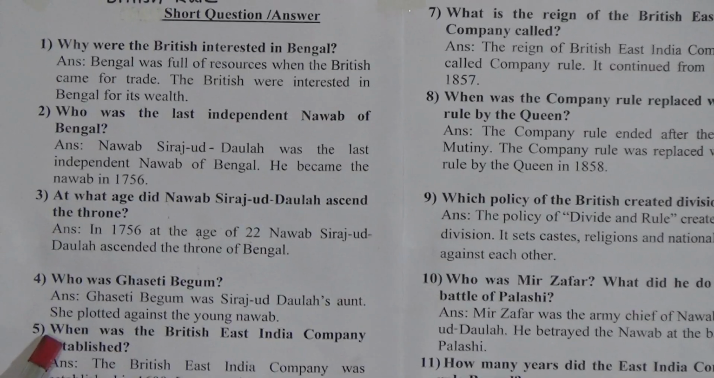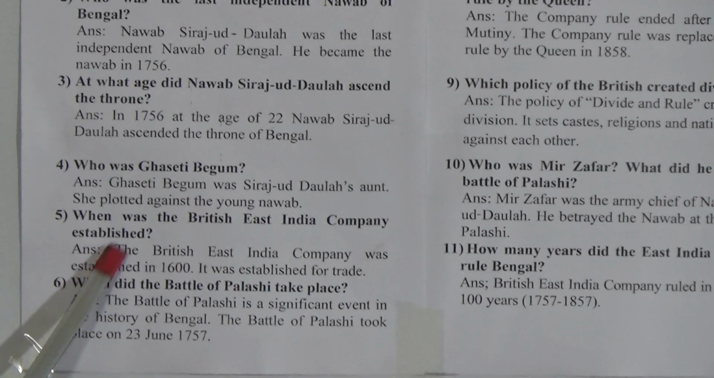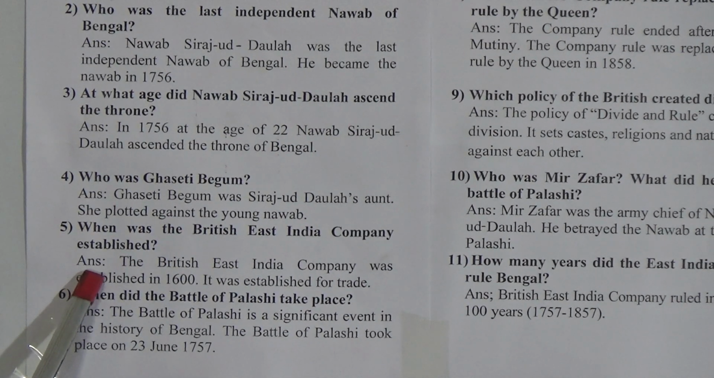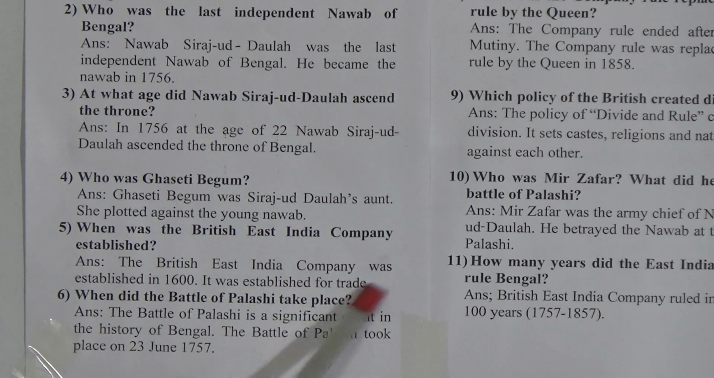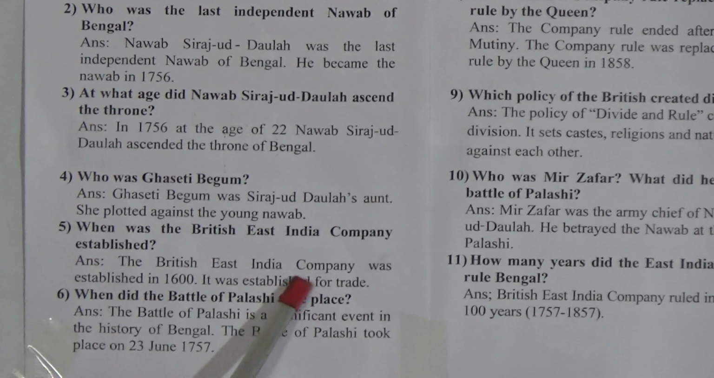Now number 5, when was the British East India Company established? We all know that it is in the 1600s. So the answer is, the British East India Company was established in the 1600s. It was established for trade.